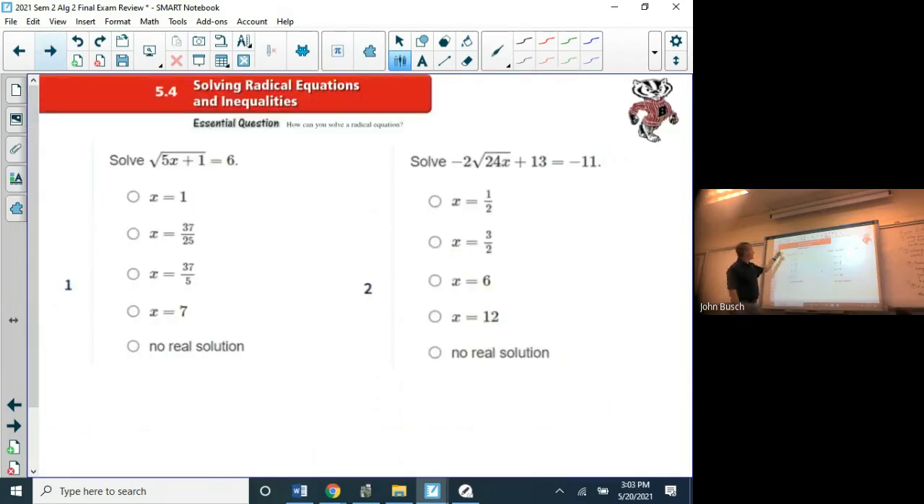I think I'm going to stop right here at the start of 5-4.